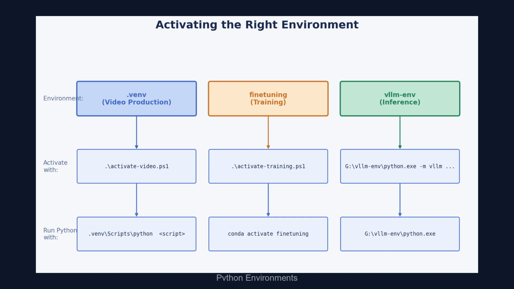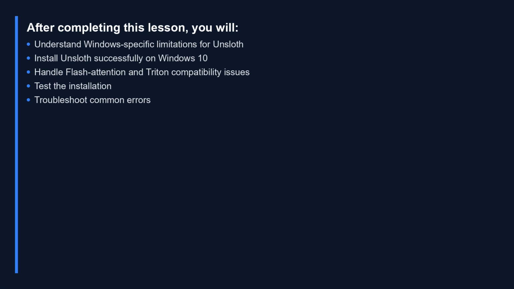Using them consistently means the right packages are always in scope when you run a command, which eliminates an entire category of "it works on my machine" confusion. By the end of this lesson, you'll understand exactly where Windows differs from Linux for Unsloth, and why those differences are smaller than you'd expect.